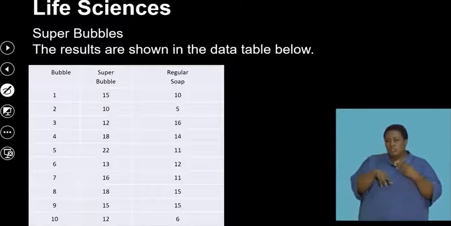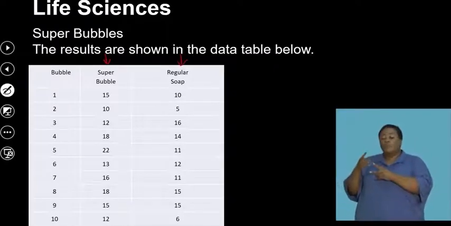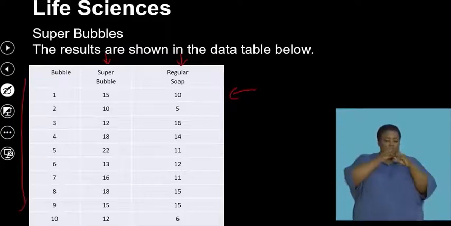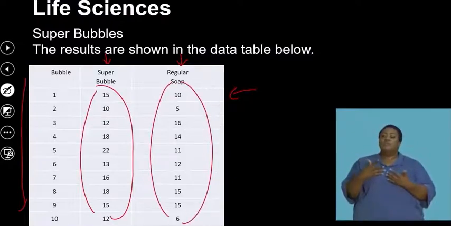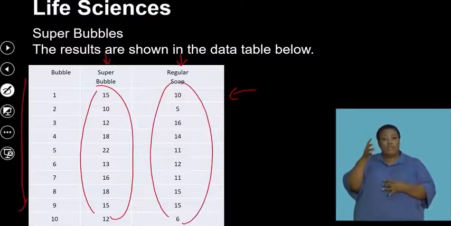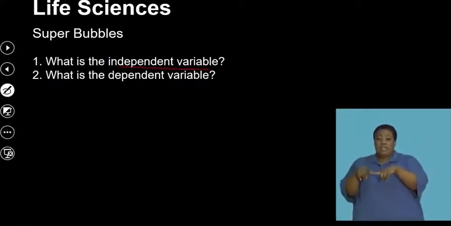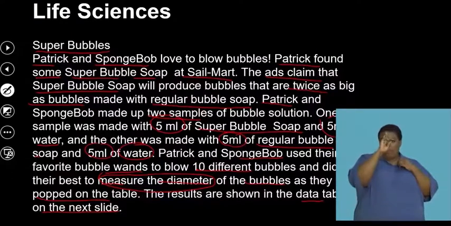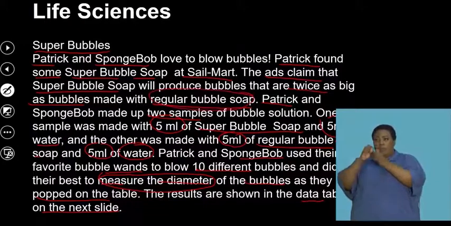Here we see the results shown in the table, and here's the super bubble which they had purchased, and here's the regular soap bubbles, and here we look at the diameter of these bubbles which have been recorded. They've attempted to do this for 10 different bubbles, and we can see clearly that the information is presented and has been recorded in the table. So let's look at this and try and interpret how this information talks to the aim of what these guys were trying to establish. What is the independent variable in this investigation, and what is the dependent variable? If we go back to that slide, and look at what is the independent variable, remember that these guys were at the Sale Mart, and they picked up types of bubbles. They were looking at the regular bubble soap and comparing that to the super bubble soap.